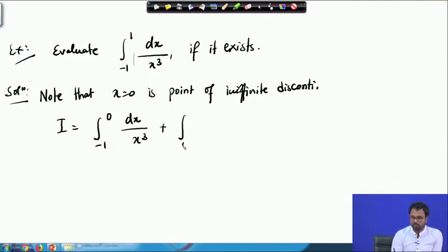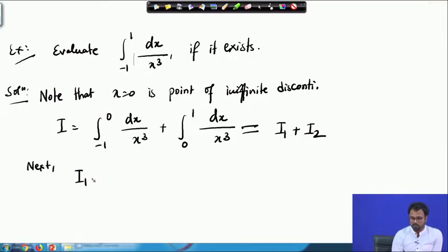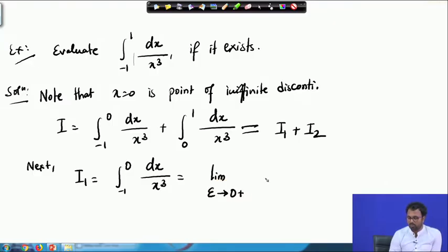All right, and then I can write my integral I as integral from minus 1 to 0 dx by x cube plus integral from 0 to 1 dx by x cube. And now I can write these two integrals as I1 plus I2, where I1 is this one and I2 is this one. So next we will look into our integral I1. So I1 is integral from minus 1 to 0 dx by x cube. So this can be written as limit epsilon goes to 0 plus, and since the discontinuity is at the upper limit, I will subtract a little bit epsilon from there, dx by x cube.